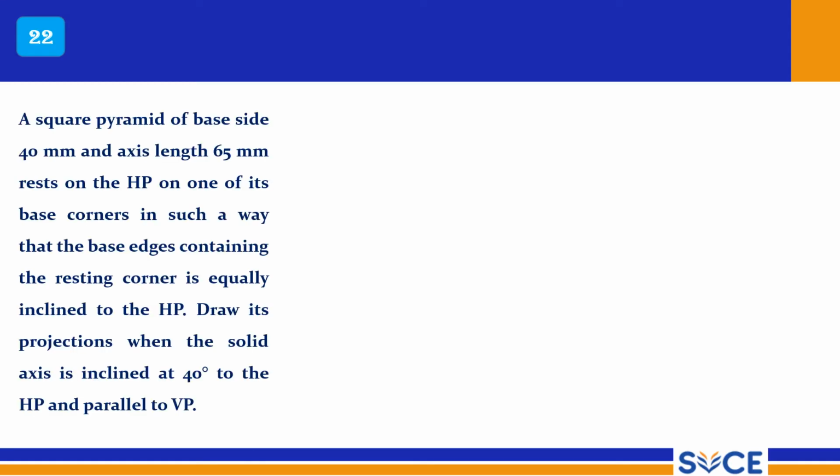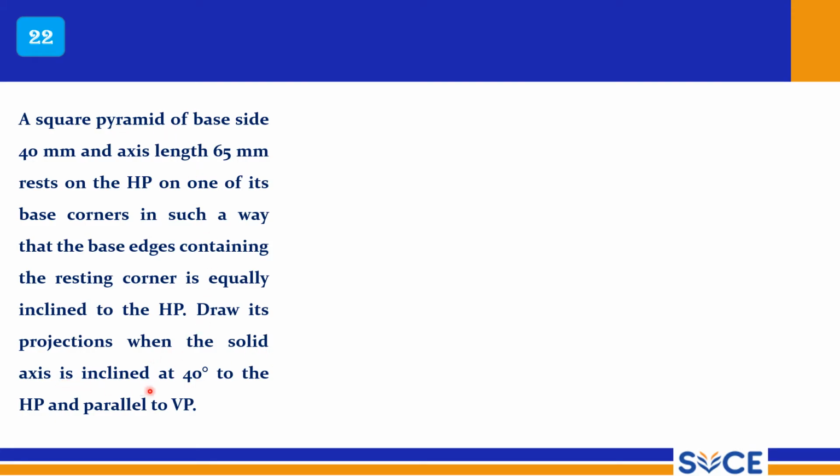A square pyramid of base side 40 mm and axis length 65 mm rests on HP on one of its base corners in such a way that the base edges containing the resting corner are equally inclined to HP. So it is also a similar kind of earlier problem. It is resting on a corner. So the square we have to draw in its orientation in proper way.